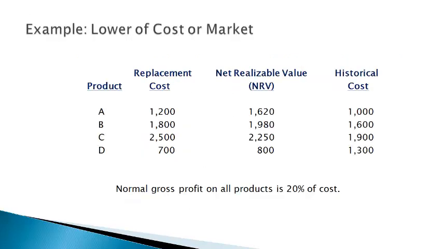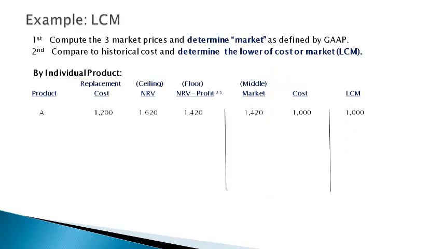Let's walk through an example of how to practically apply lower of cost or market. Take a moment to review the information related to each of the company's products. Replacement cost and net realizable value are estimated amounts made by the accountant working with purchasing and sales managers. Lower of cost or market can be determined by individual products, groups of products, or in total for the company. We will first compute lower of cost or market based on individual products.